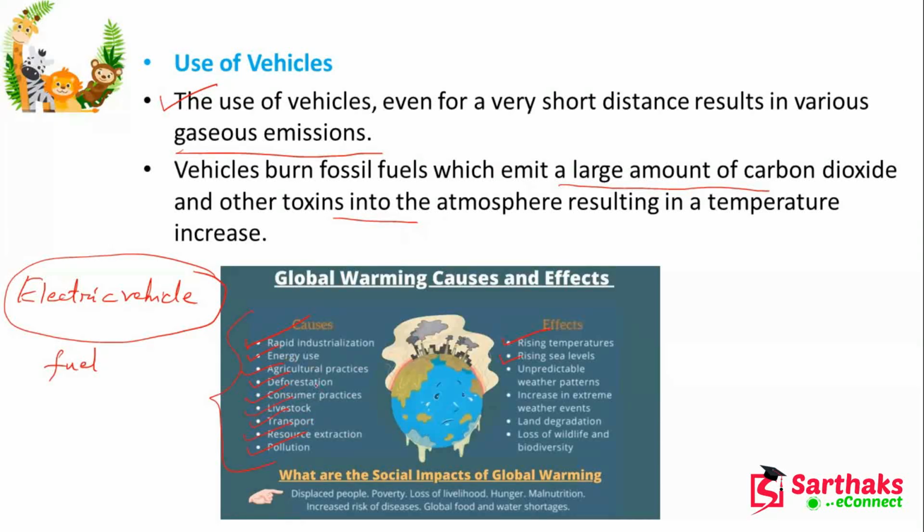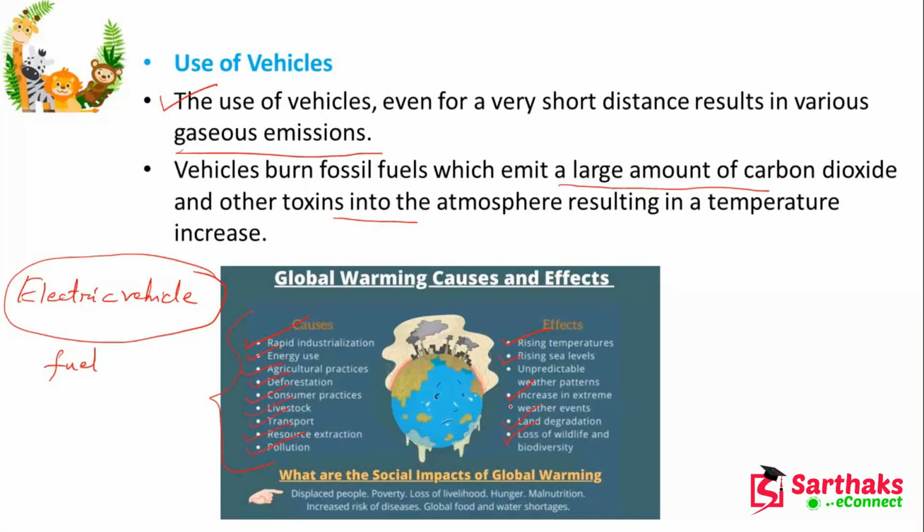And we have so many impacts: an increase in extreme weather events, land degradation, loss of wildlife and biodiversity. And here we can see displaced people, poverty, loss of livelihood, hunger, malnutrition, increased risk of diseases, global food and water shortage. All these are the social impacts of global warming. So global warming just destroys our social activity. We will be displaced from one place to another, because in search of water, we'll move.